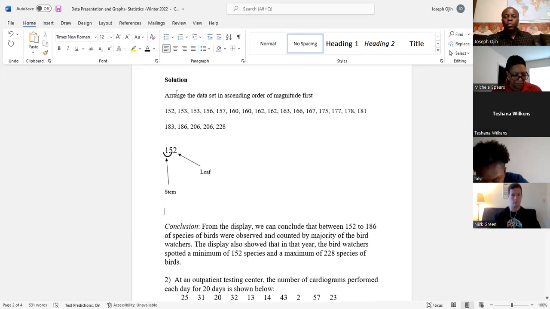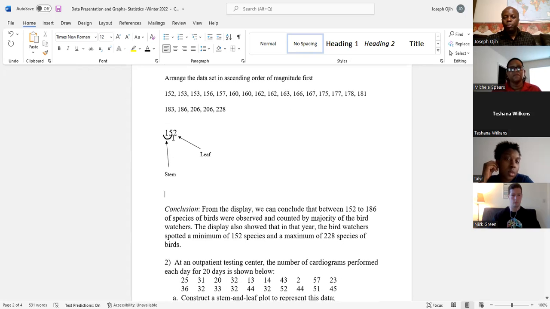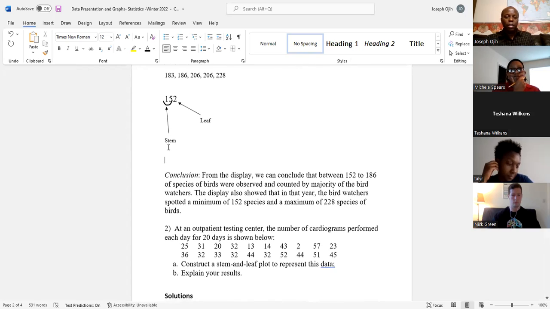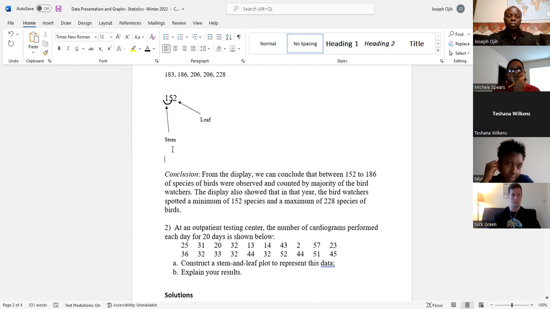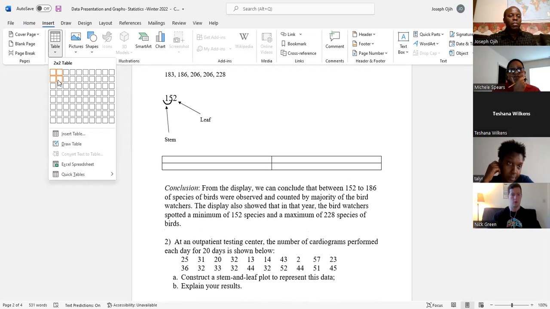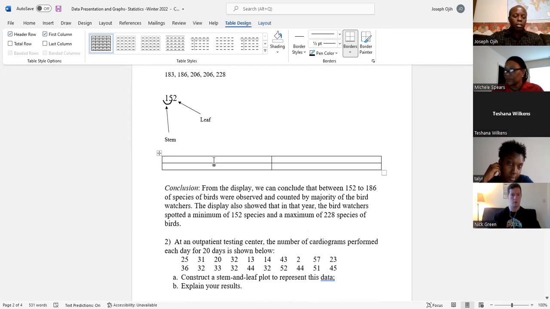With that, first of all, we arrange them in order from smallest to largest. We identify which part is the stem because there are 3 digits in each of them. So the first 2 digits become our stem. The last digit is our leaf. Now we can make our stem and leaf plot. So we can now draw the diagram, the stem and leaf diagram. The stem.